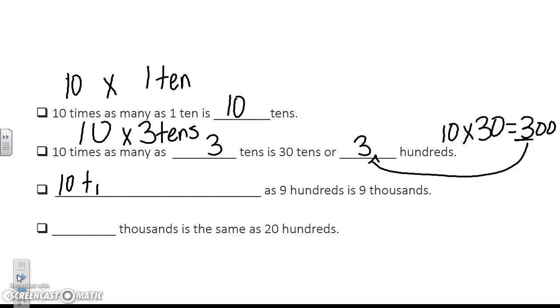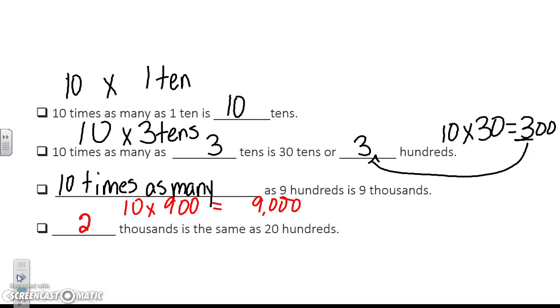10 times as many as 900 is 9,000. So I have 10 times as many as 900 is equal to 9,000. There's the math for you. And 2,000 is equal to 20 hundreds, or 20 times 100.